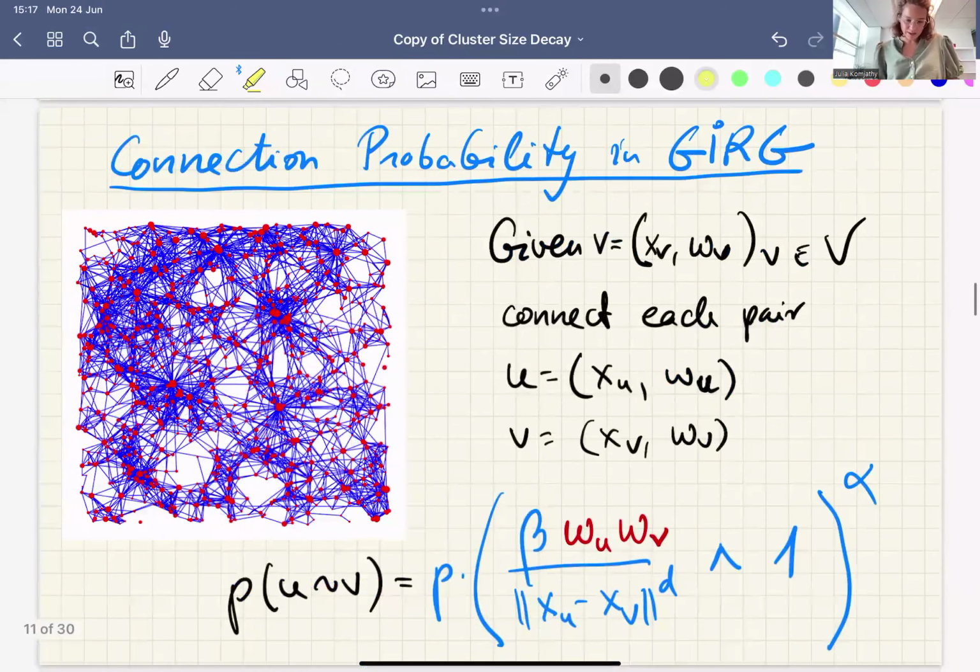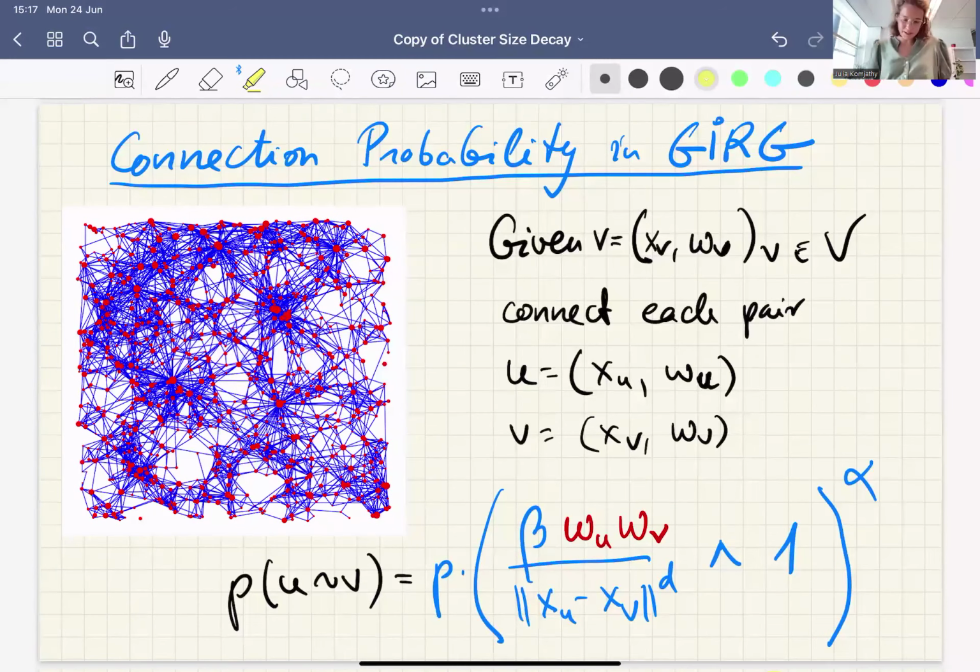So here is the connection probability. It's similar to long range percolation. Long range percolation had p times beta over the norm of the two vertices raised to the d, chopped off at one. The only difference now is that I multiply the numerator by the product of the two marks of the vertices. And of course, there's the long range parameter alpha that raises this ratio to the power alpha.